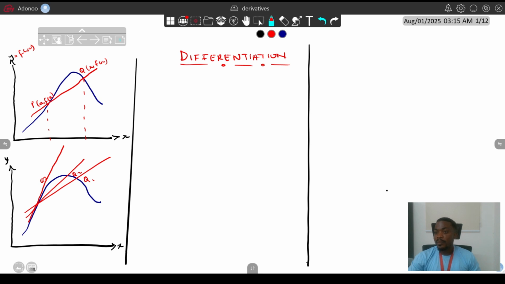Last time we spoke about limits at length, and this time around we are moving into differentiation. I remember when I started the limits, I spoke a little bit on the introduction of differentiation and even integration. So in this video, we are going to go into details of differentiation.